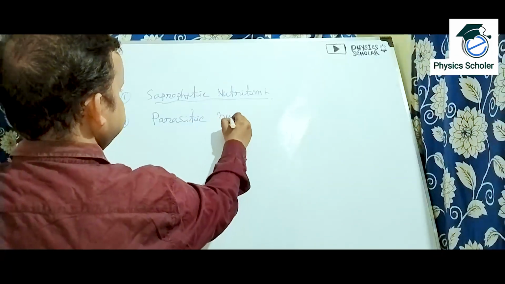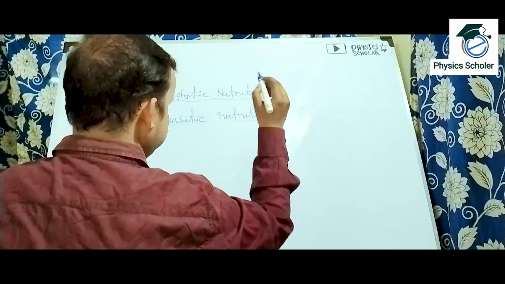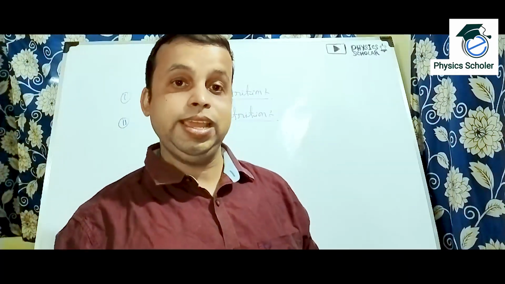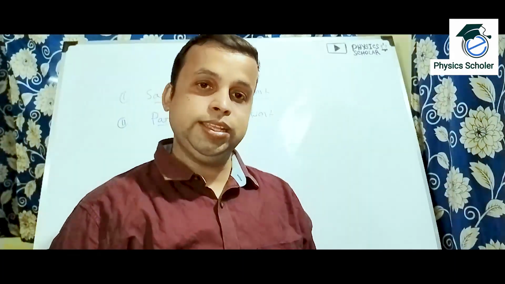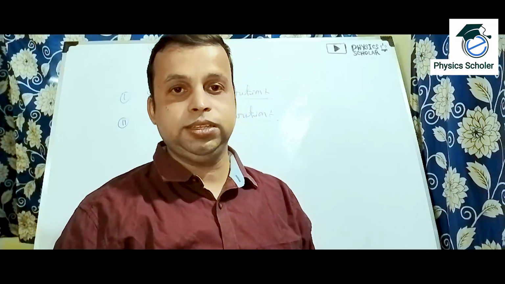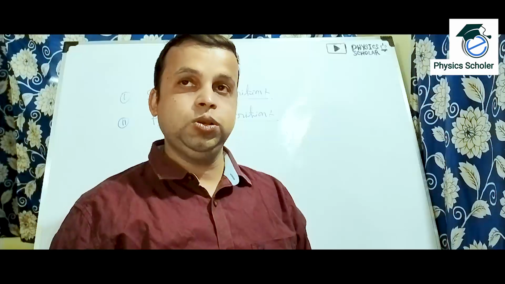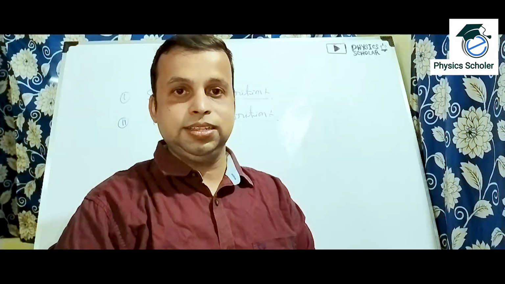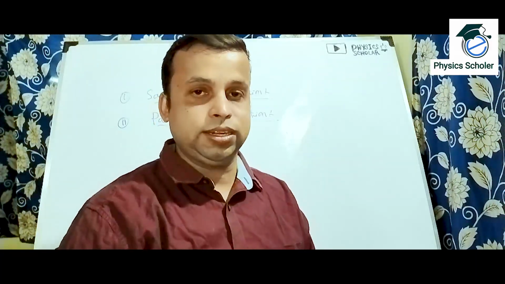The next type of nutrition is parasitic nutrition. Parasitic nutrition means one organism stays outside or inside the body of another and takes nutrients from it. For example, the tapeworm, lice, and the leech. The leech can stick on the body and suck blood. When it has taken the blood and fulfilled its requirement, it comes out from the body.